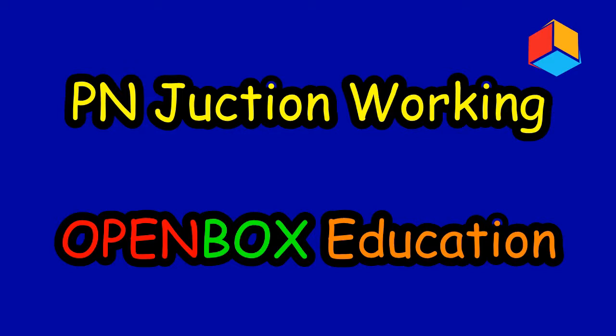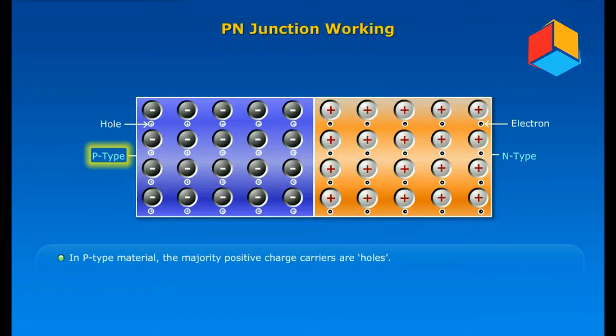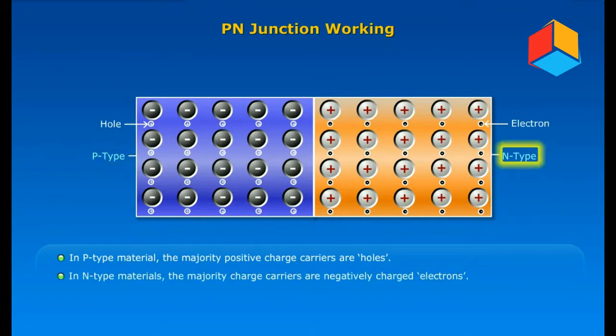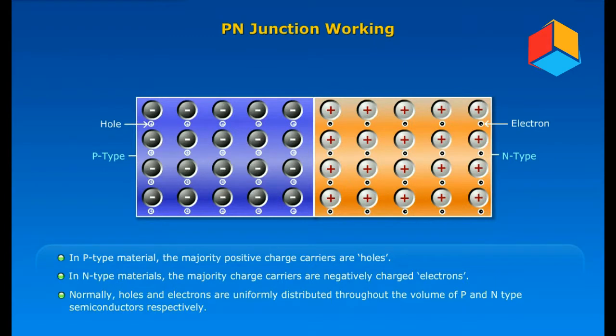PN junction working. In P-type material, the majority positive charge carriers are holes. In N-type material, the majority charge carriers are negatively charged electrons. Normally, holes and electrons are uniformly distributed throughout the volume of P and N-type semiconductors, respectively.